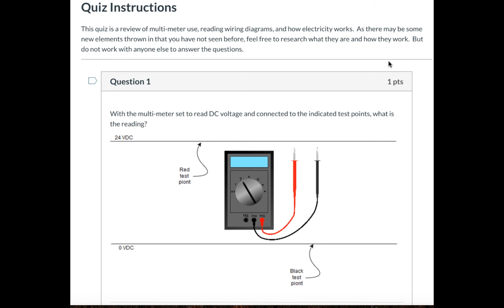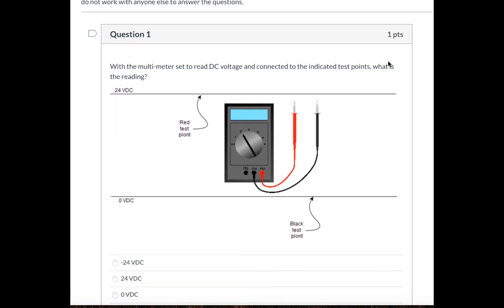In this video, I'm going to be going over the multimeter quiz. Question 1. With the multimeter set to read DC voltage and connected to the indicated test points, what is the reading?